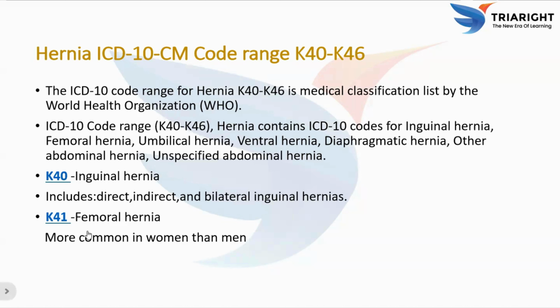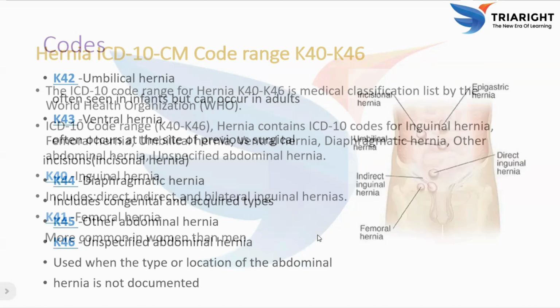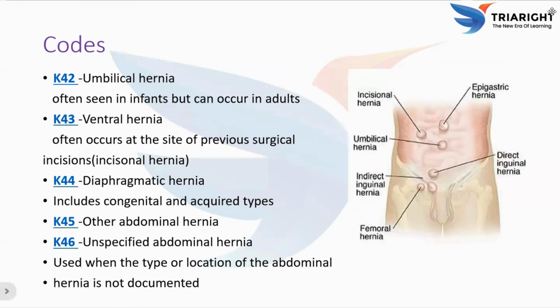Whereas coming to K41, which denotes femoral hernia, this hernia occurs just below the groin. Inguinal means it occurs in the groin area, whereas femoral occurs just below the groin area in the femoral canal, that is in the thigh area. And this type of hernia is more common in women than men. Here you can clearly see the picture of hernia. This is the femoral hernia. This is the inguinal, where you have both direct and indirect hernia, whereas umbilical hernia, incisional and epigastric hernia. Here you can clearly see inguinal hernia.